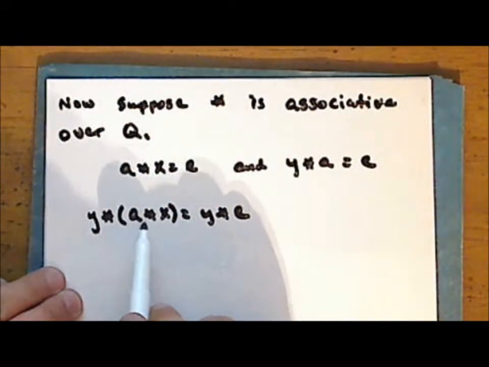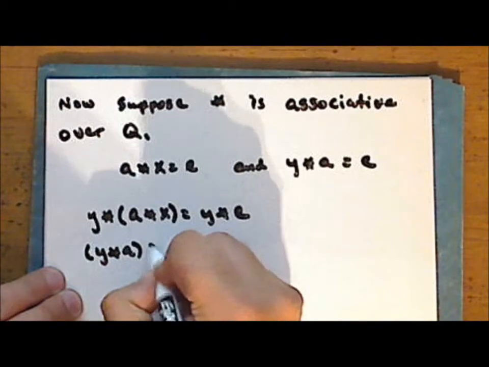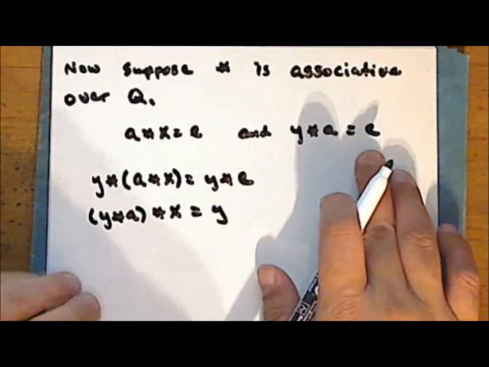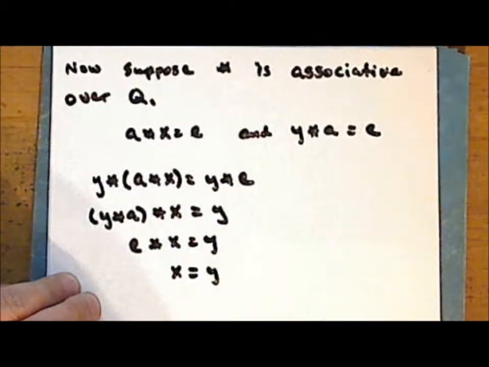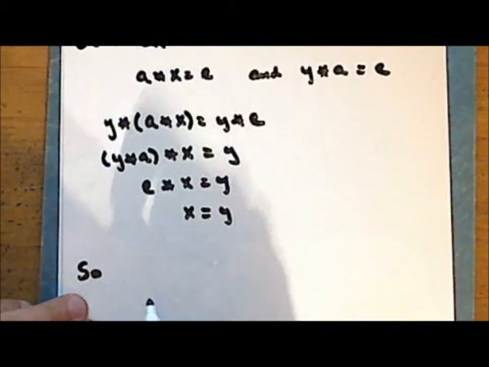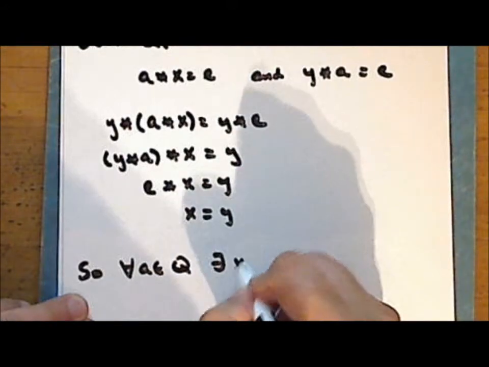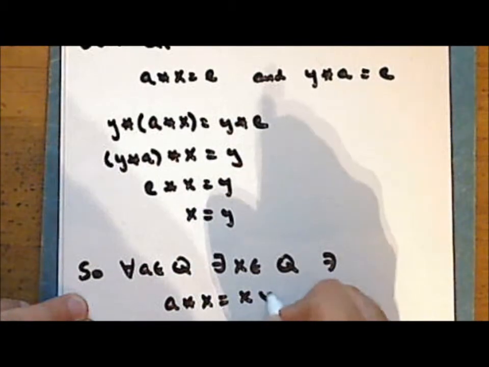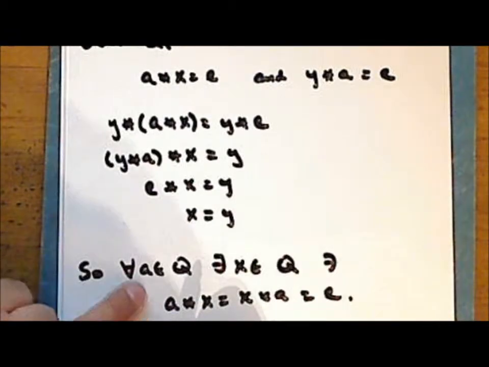Now, as we are assuming that the operation is associative, we can regroup the terms so that we have y star A star x is equal to y. Now, as y star A is identity, we have identity star x is equal to y, or simply x is equal to y. And so if the operation is associative, we have that for every element A in the set Q, there exists a unique element x in the set Q such that A star x is the same as x star A, which is the identity. And so if the operation is associative, every element in the set has a unique inverse.